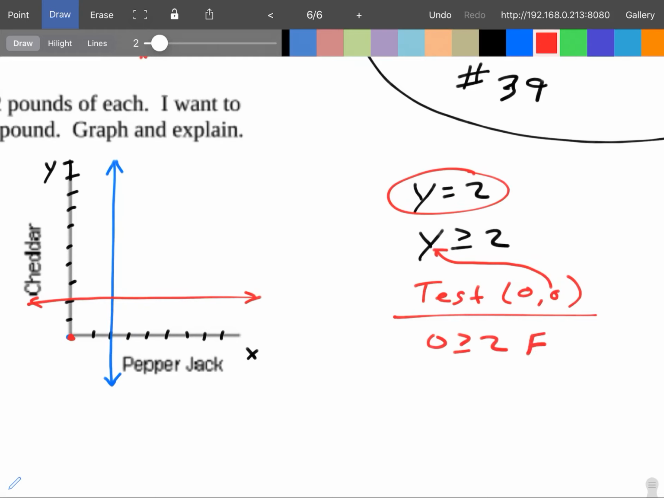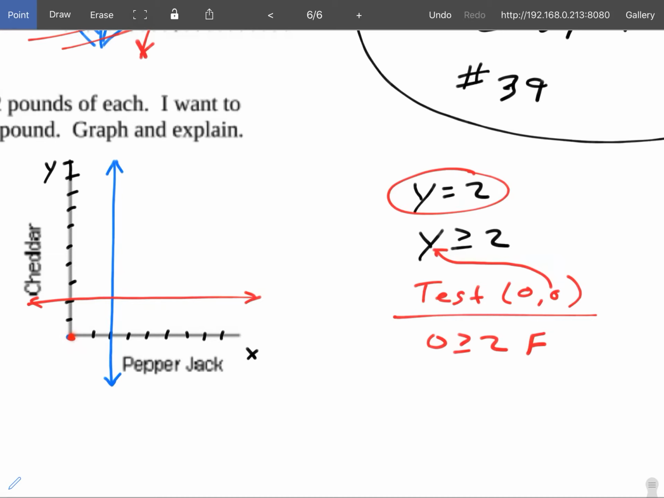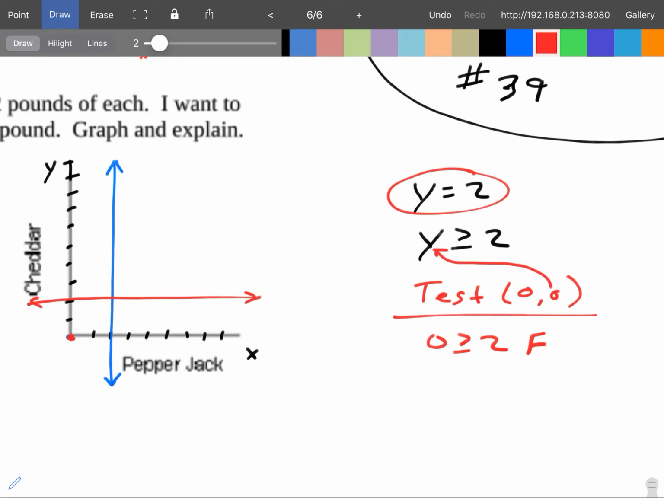False. Good. So it's false. All right, so then we picked the point below the red line and it was false. So that means we need to shade the other side. So we're going to shade above the red line, which would look like this, right?